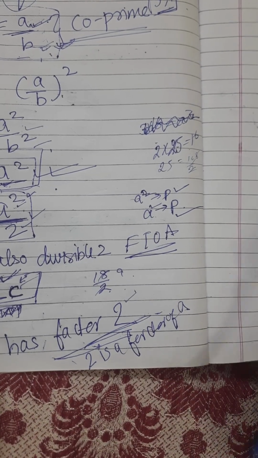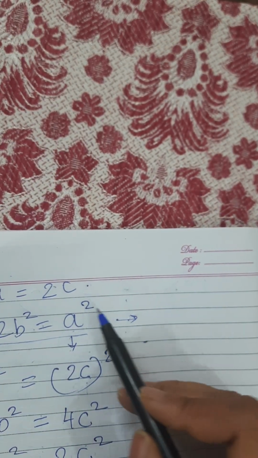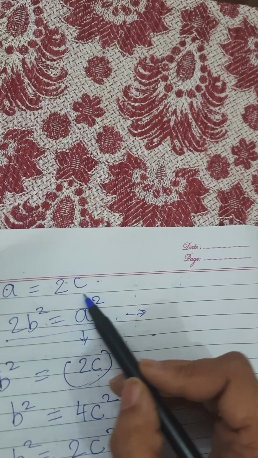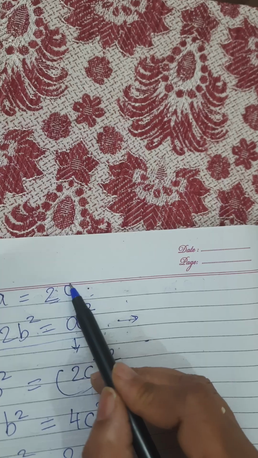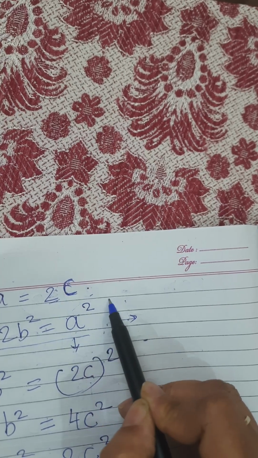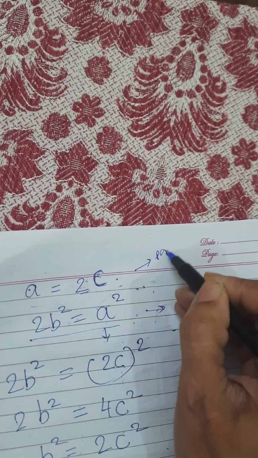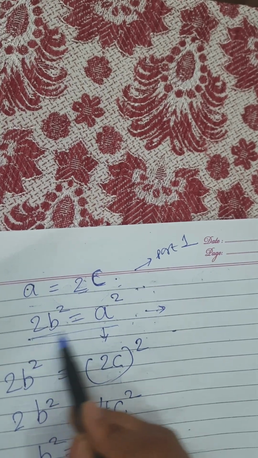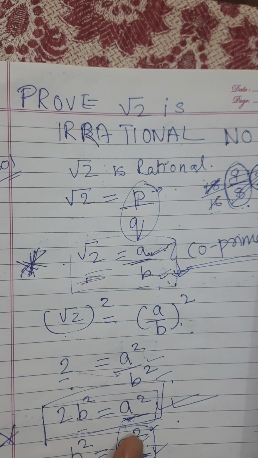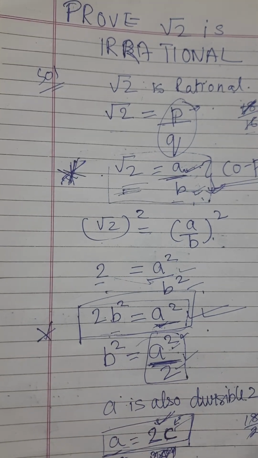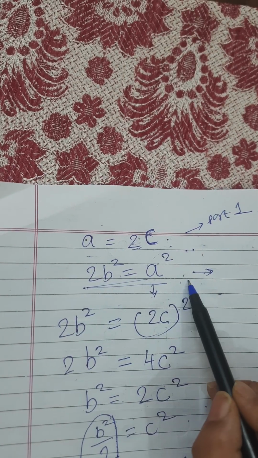Now let's move on to the next part. Okay, fine, a has factor 2. So that means a is a multiple of 2, right? 2 into something. We don't know what that something is, so we put it as c. So a is equal to 2c. So this is our part 1. Now we had earlier done, when we squared and cross multiplied, 2b square is equal to a square, right? I write it here on the next page so that we can see it.